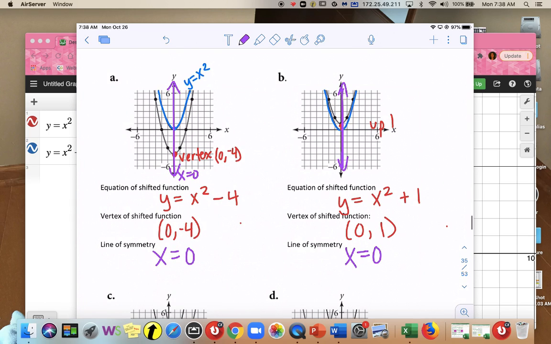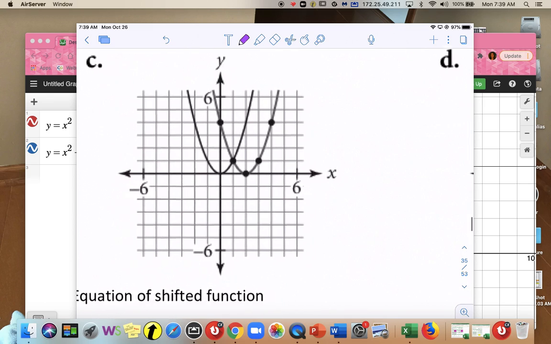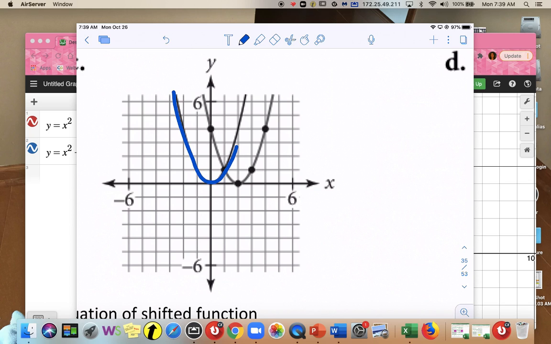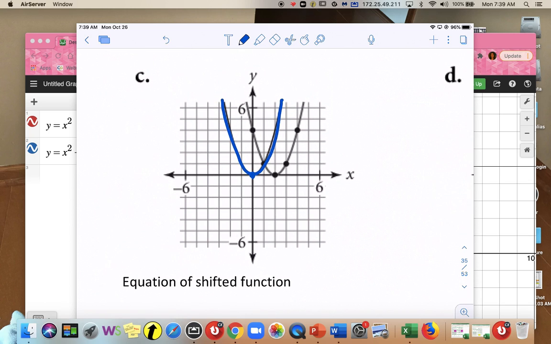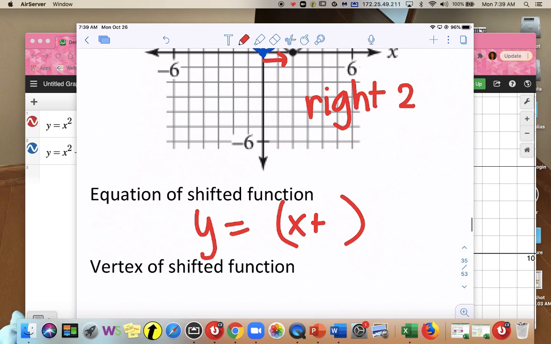Okay, let's try C, and then I'll have you guys try D, E, and F. I'll put the answers too so you can check. All right, so again, our parent function is, I'll make it blue, where the vertex is at 0, 0. Now this one goes to the right 2. And so my prediction is I know a left or right shift. The only thing inside the parentheses is the x, or the left or right shift. I know that the left or right is the opposite of what I think, so it shouldn't be plus. It should be minus 2.